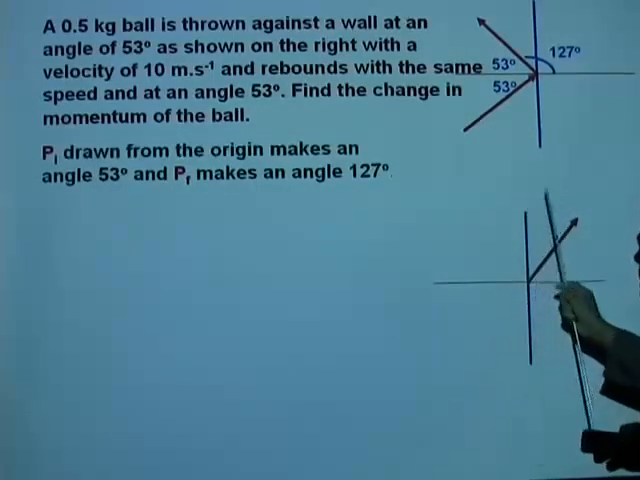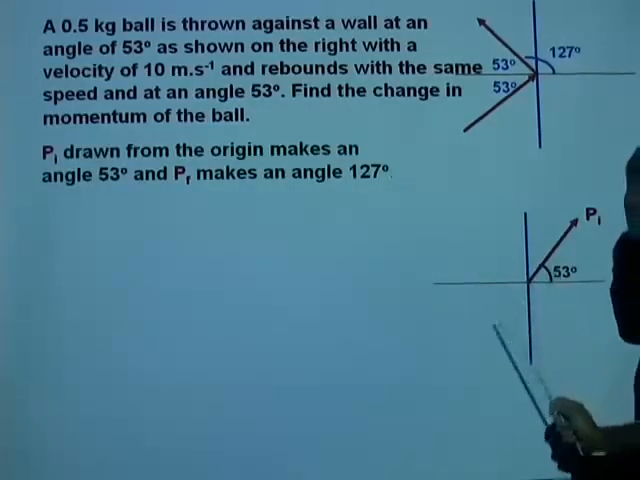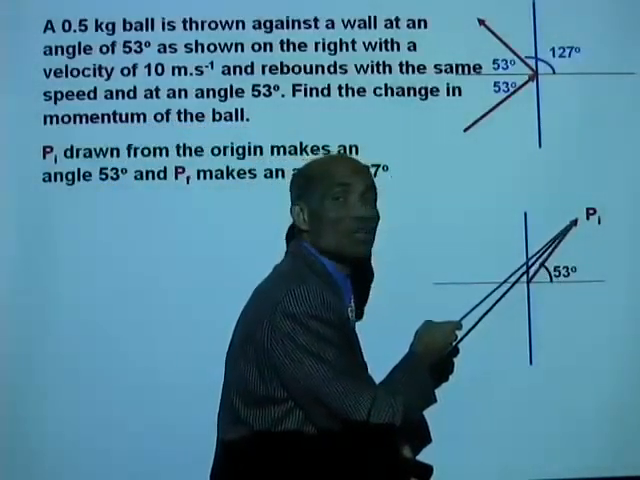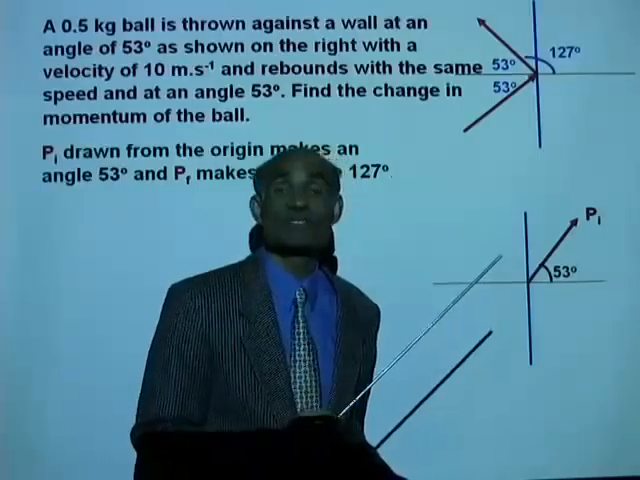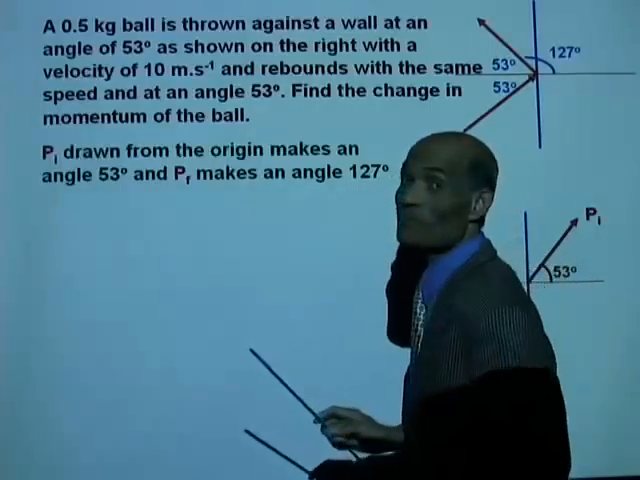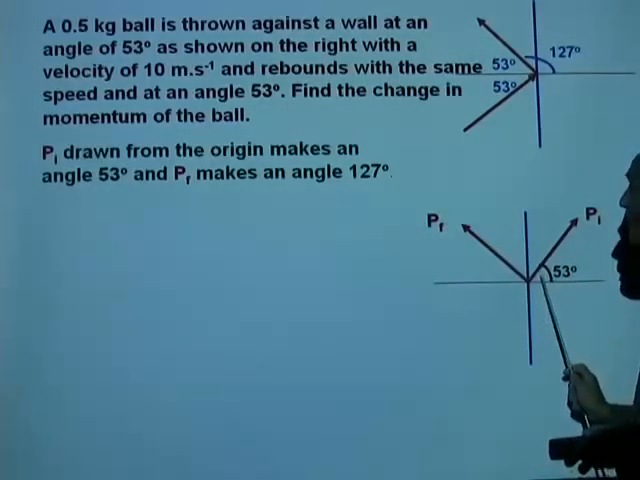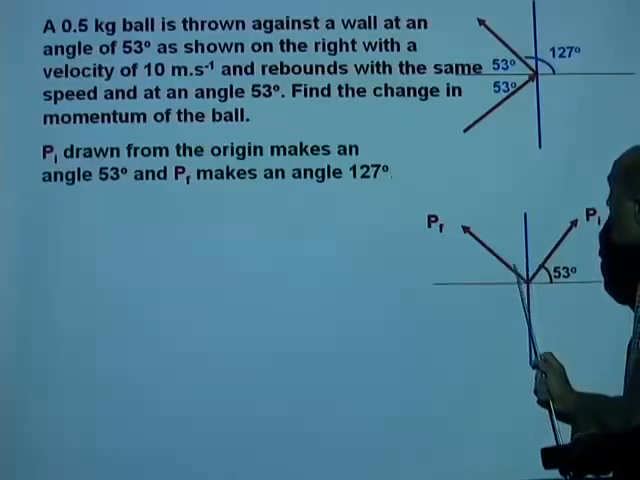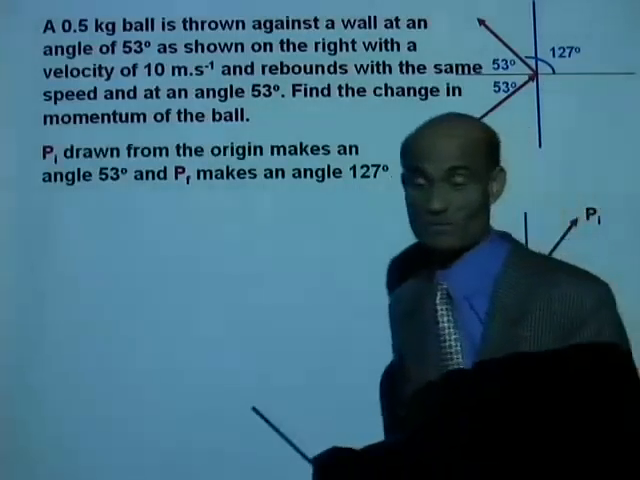It is simply translated. So this is the initial vector PI that makes an angle 53 degrees with the positive x-axis. That means PI is the momentum magnitude and 53 degrees is the direction. And the final momentum you can draw at the same position. So this is the final momentum PF, and what is the angle of the final momentum? The angle of the final momentum is this angle, which is 127 degrees.